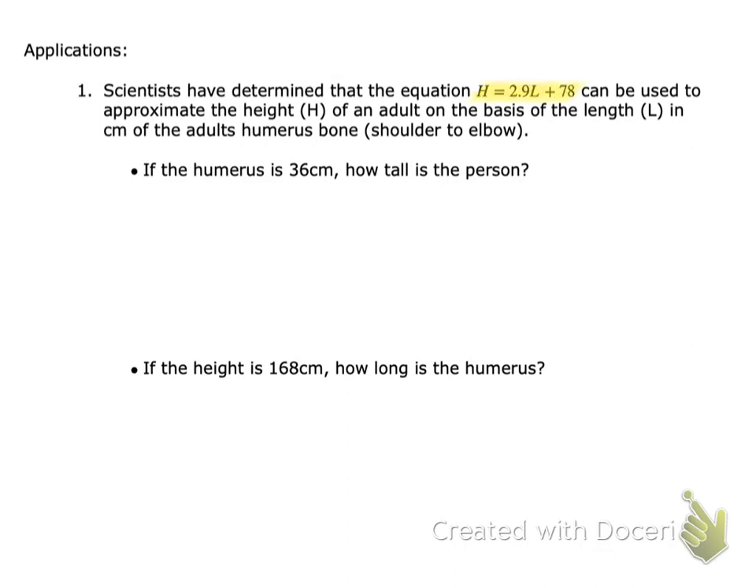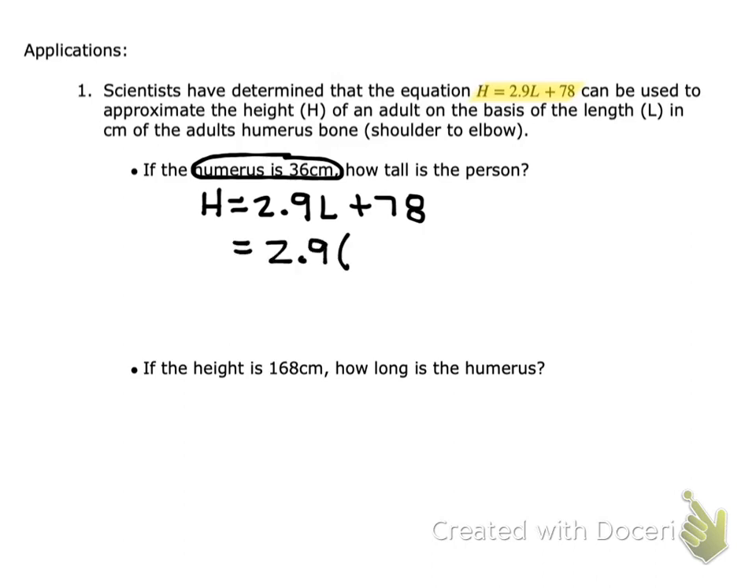Scientists have determined that the equation h equals 2.9L plus 78 can be used to approximate the height of an adult on the basis of the length in centimeters of the adult's humerus bone, which is shoulder to elbow. If the humerus is 36 centimeters, how tall is the person? So we're using our formula. H equals 2.9L plus 78. We have the humerus bone is 36 centimeters, so that's going to be plugged into the L.